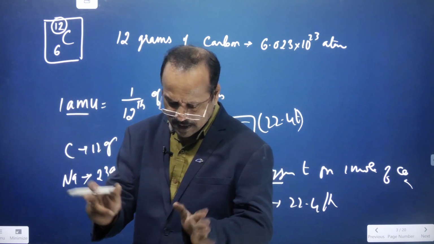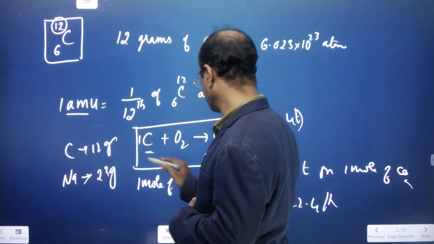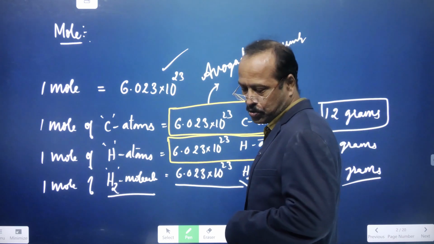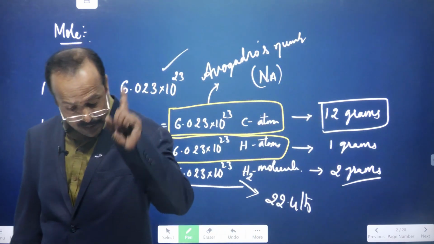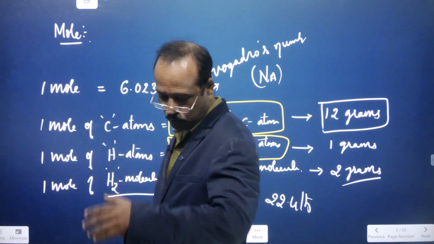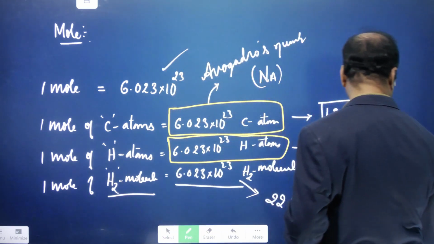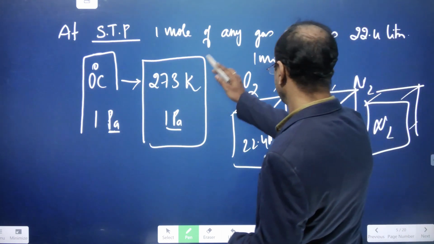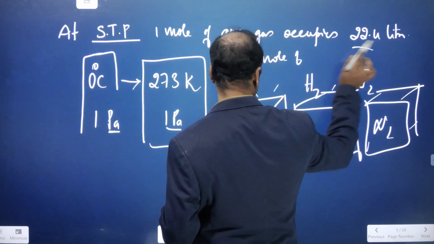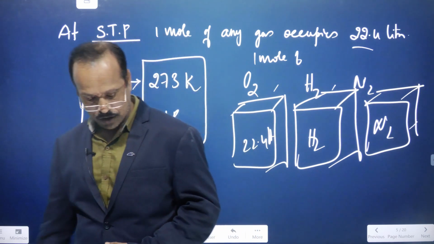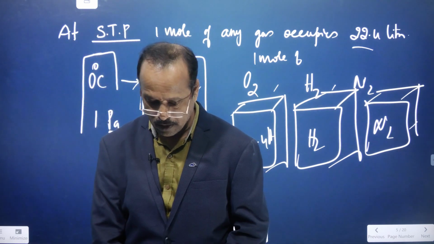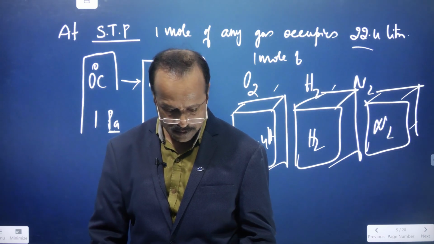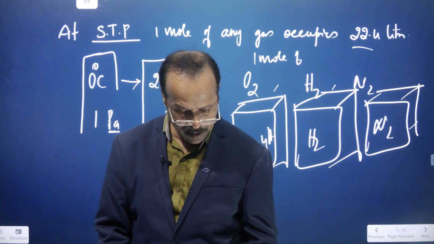1 mole of any substance contains 6.023 into 10 to the power of 23 molecules. Just now I told you that. At STP, 1 mole of any gas occupies 22.4 liters. So these are the applications of mole concept. Clear? So that is about the mole concept.